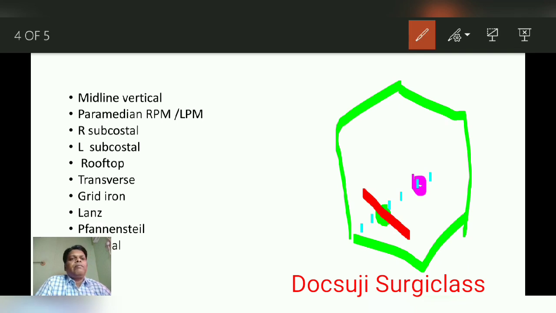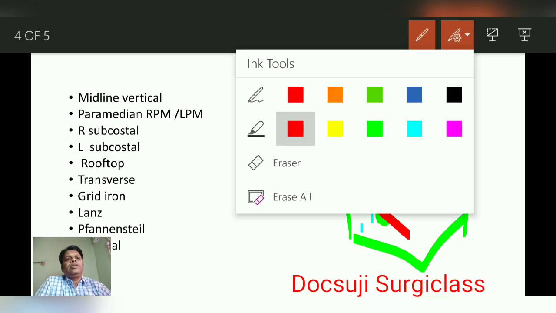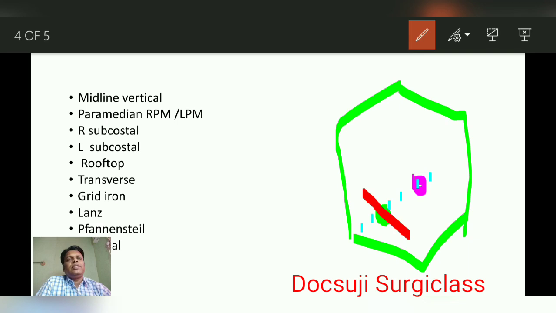Commonly useful for doing appendicectomy. Next is Lane's incision, which is a transverse incision through McBurney's point. This is also useful for appendicectomy. It gives a cosmetic effect, so in a young female you try to put the Lane's incision.